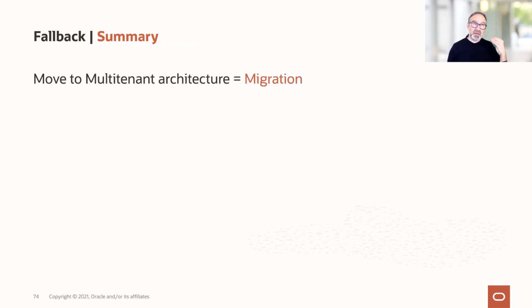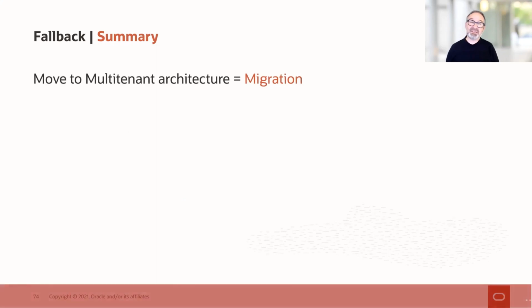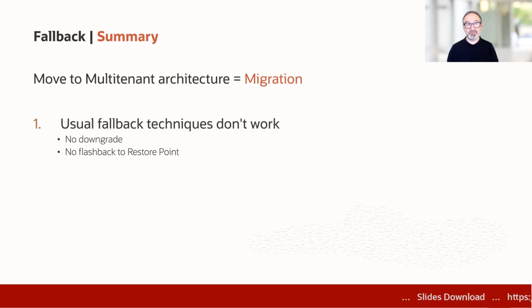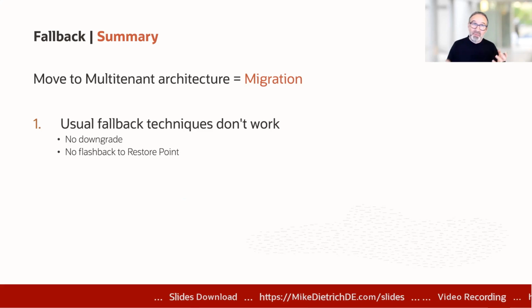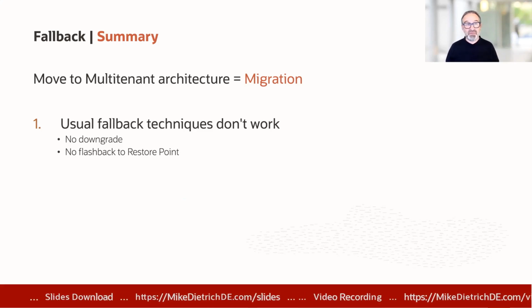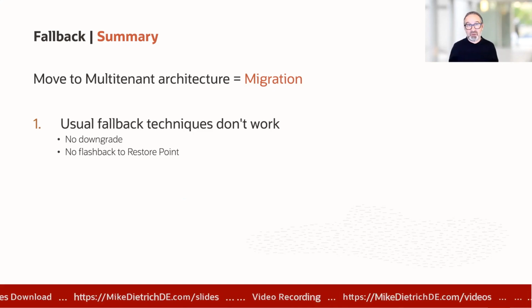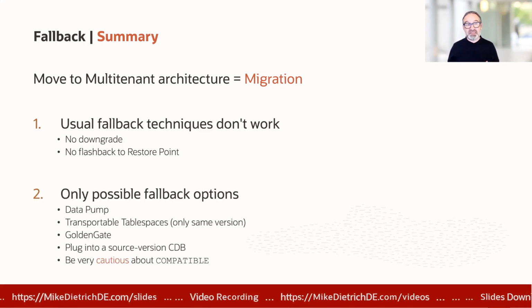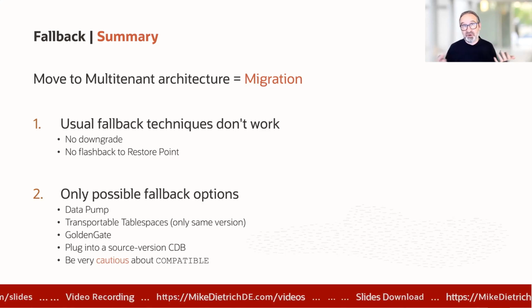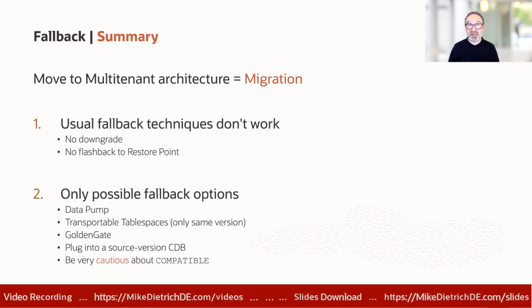So a summary for the fallback. Keep in mind, moving to multi-tenant architecture is always a migration. It's not an upgrade only, it's a migration. So a lot of our usual fallback techniques don't work. We can't downgrade simply. We need to go backwards, but only to a CDB, not to a non-CDB. We have no flashback to a restore point. And the only possible fallback options are Data Pump, with all the restrictions of downtime but very flexible.